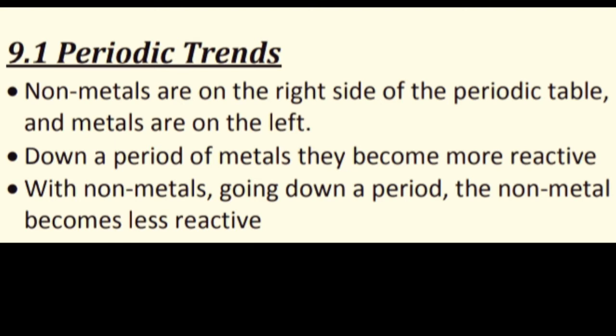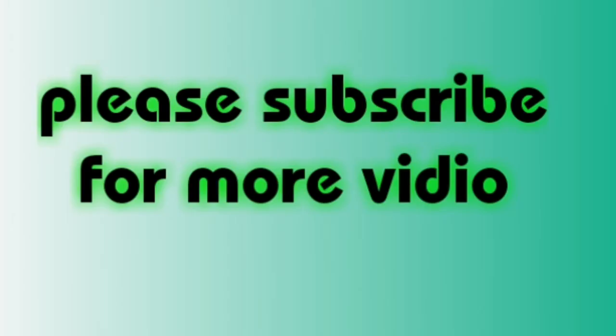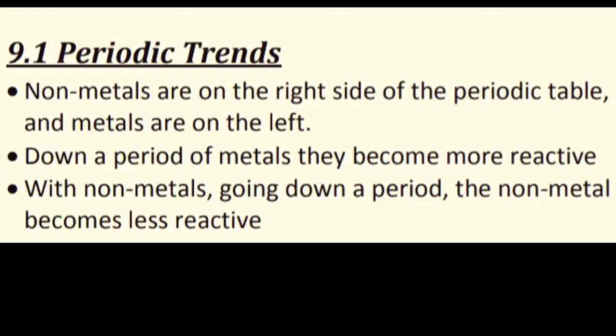Look at group 1: lithium, sodium, potassium, rubidium, cesium, francium. Reactivity increases. Among lithium, sodium, potassium, which metal is more reactive? Potassium. But on the right-hand side, group 17: fluorine, chlorine, bromine, iodine. Moving from top to bottom, reactivity decreases. Which element is most reactive in group 17? Fluorine.